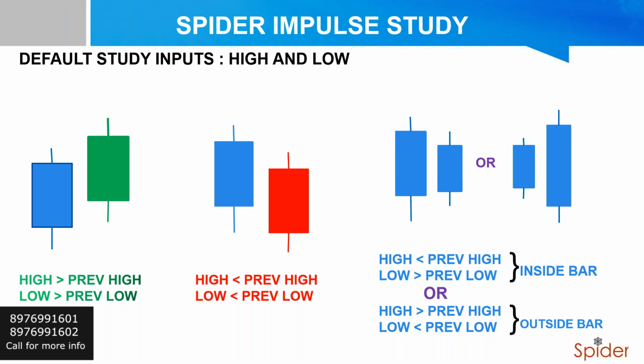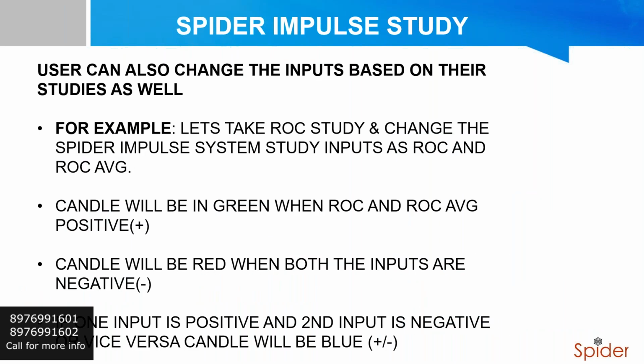And accordingly, as per your studies as well, you can modify the inputs. By default, it is high and low to identify the trend. Secondly, your user can also change the input based on their studies as well. For example, let's take the ROC study. In ROC there are two inputs, ROC and ROC average.